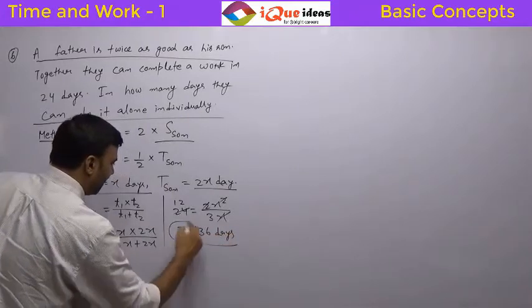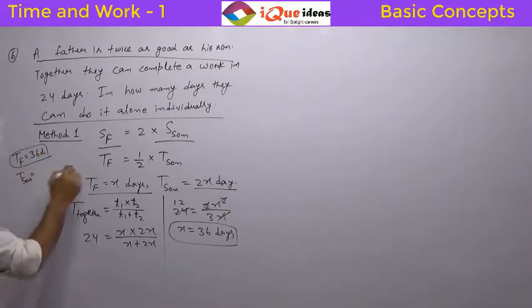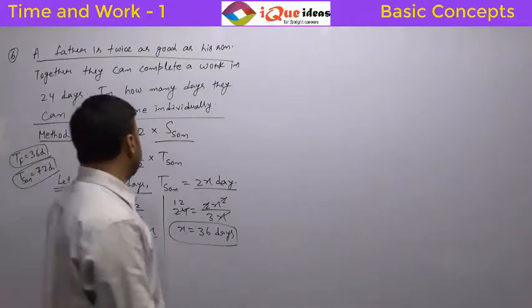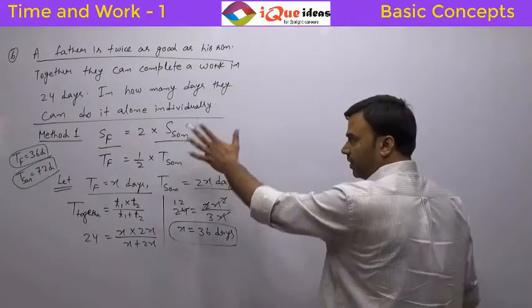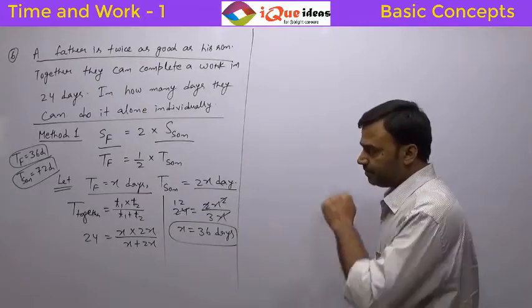Oh, that means the father can do the work alone in 36 days. And the son can do the work alone in 2 into X, that is 2 into 36, that is 72 days. Right? So this was one very easy question. So this was one method of doing this question. As I said, we'll use multiple methods. Let's take another method.